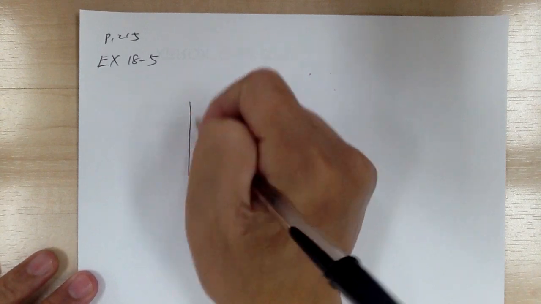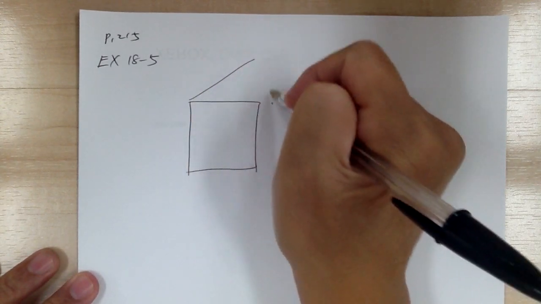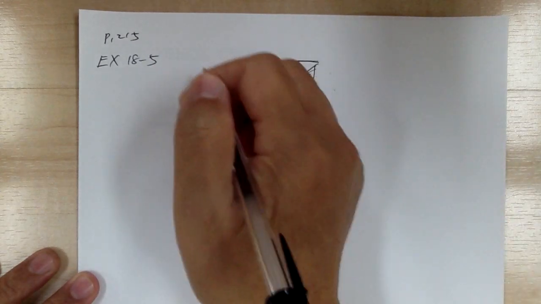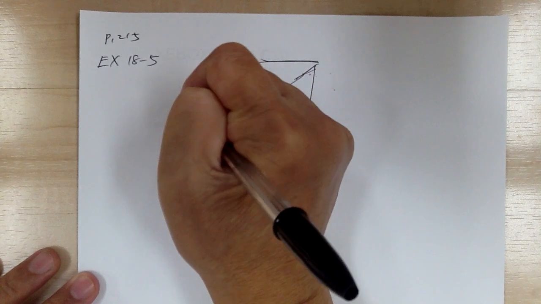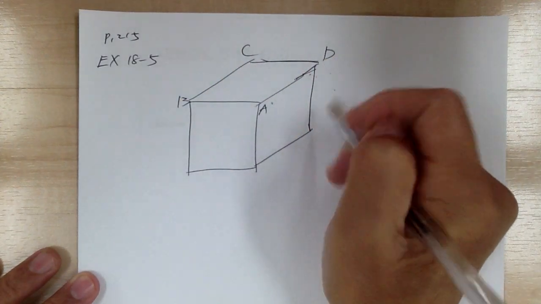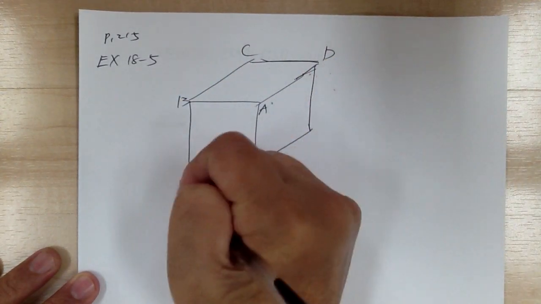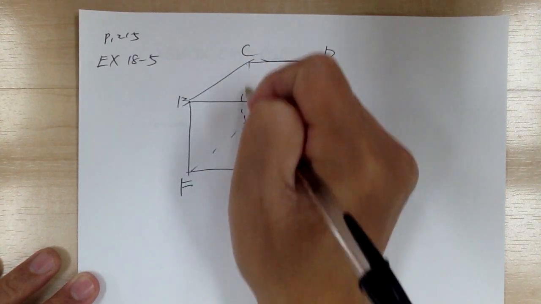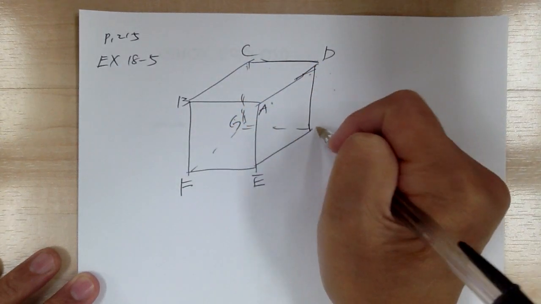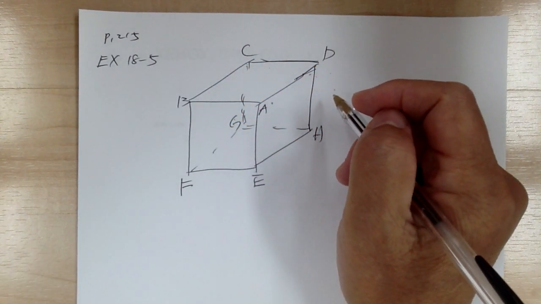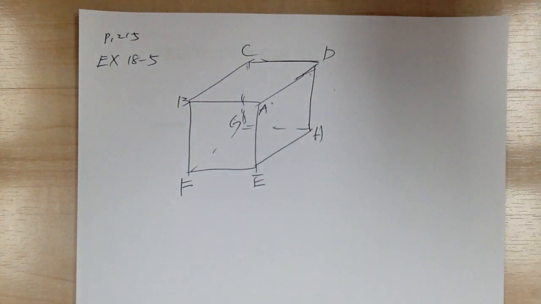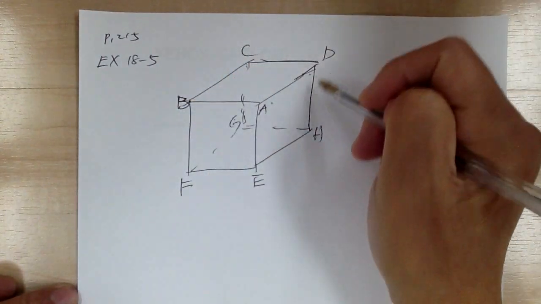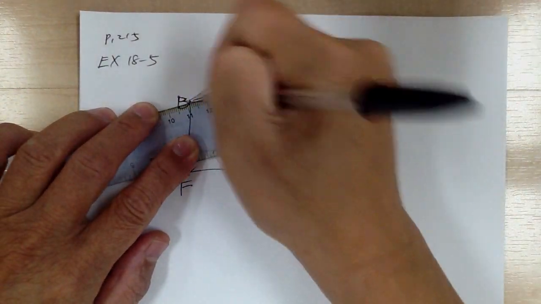Okay, so you have this picture given. And you have A, B, C, D, E, F, G, H. Okay, this is from the area of BDE. So you have B, D, E.